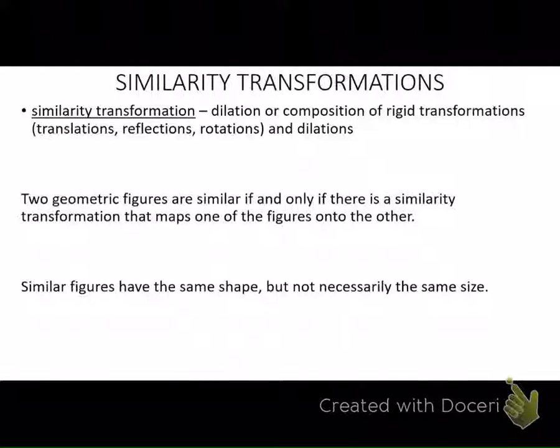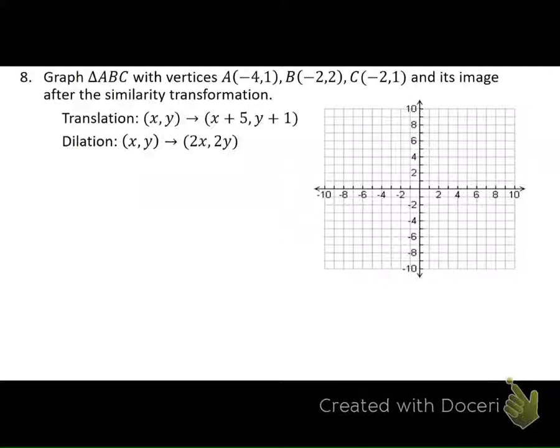Okay? So let's look at this one. Let's just practice this composition here. So go ahead and graph ABC with vertices A negative 4, 1, B negative 2, 2, and C negative 2, 1, and its image after the similarity transformation.